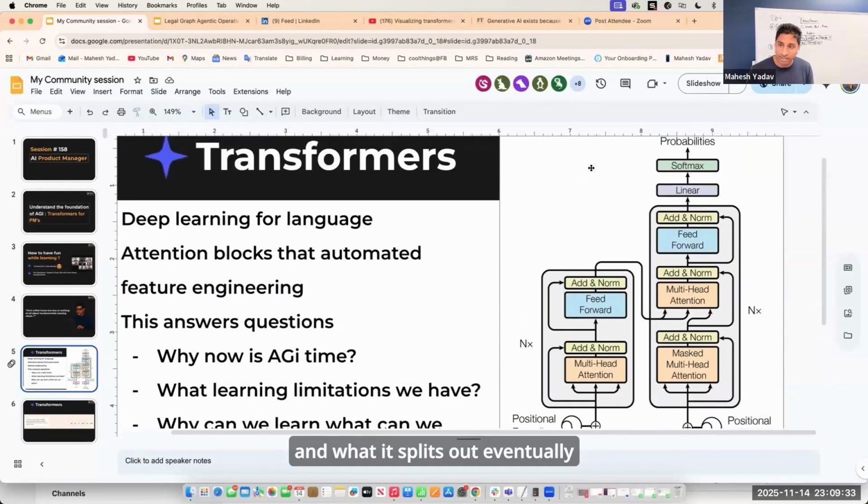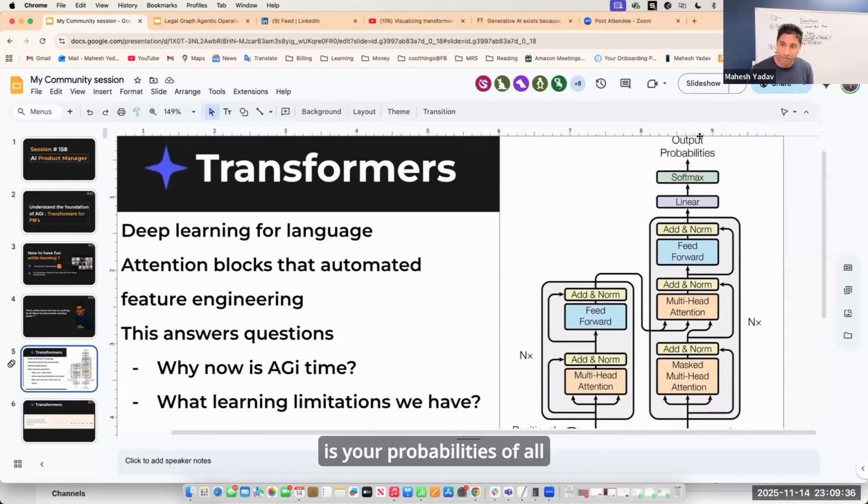And what it spits out eventually is the probabilities of all words of the English dictionary. And then the next word is the one with the highest probability. And if I can do that again and again, I'm done.